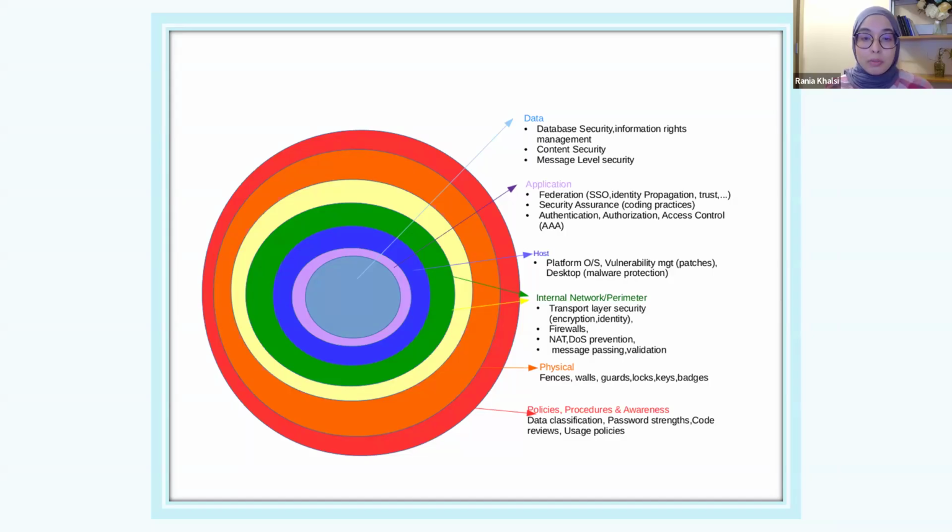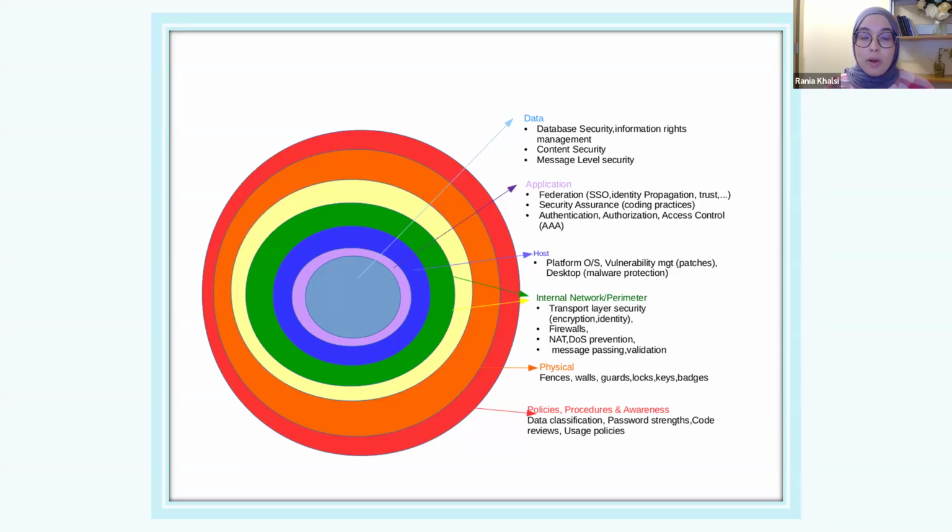Okay, so moving inward to the orange layer, we see the physical security, such as locks, badges, guards, and the physical access controls as well. Next, in yellow, we see the network, or perimeter, layer. This one includes firewalls, encryption, and protections against denial of service attacks, okay?